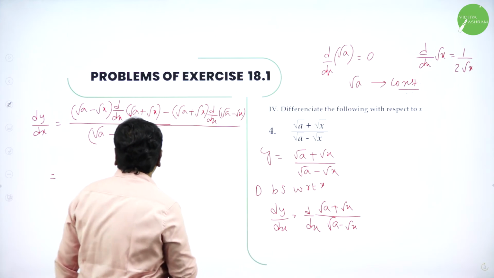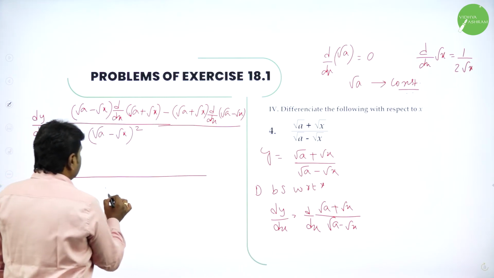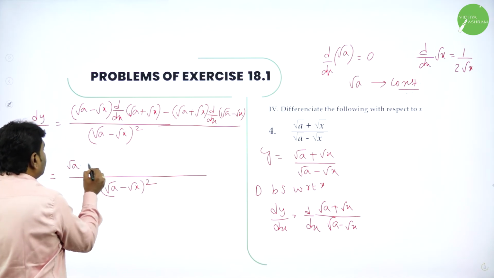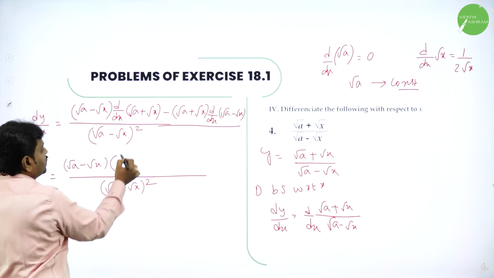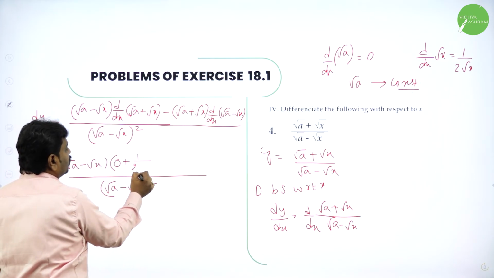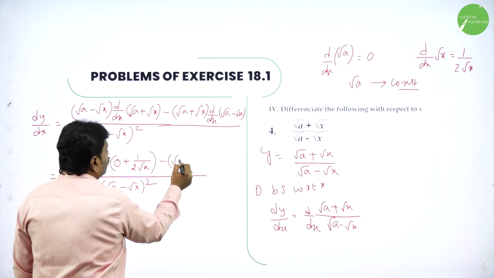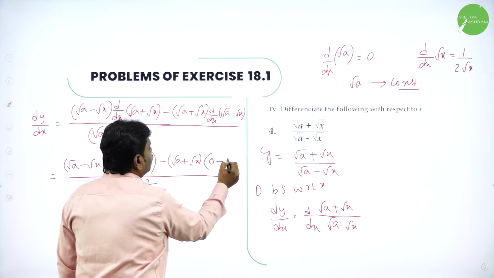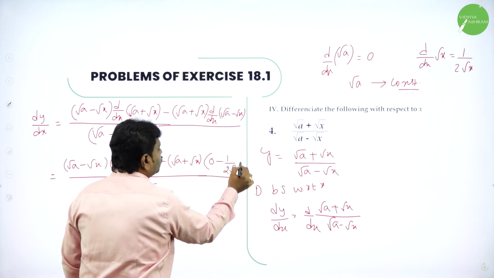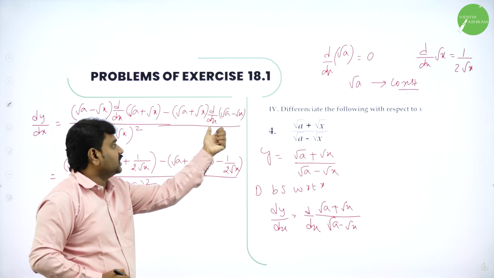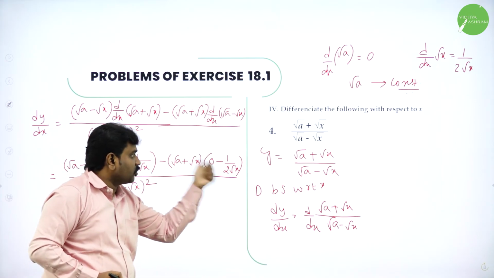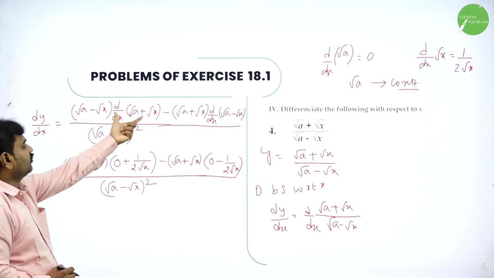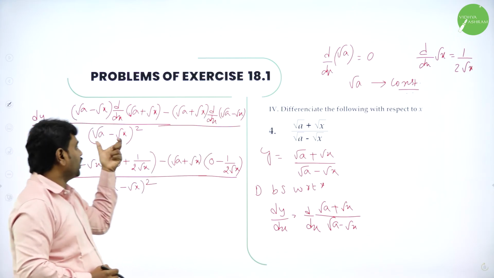Now coming to this, in the denominator we'll have denominator the whole square, root a minus root x the whole square. In the numerator we'll have root a minus root x into d by dx of root a is 0 plus d by dx of root x is 1 by 2 root x, minus root a plus root x into derivative of root a is 0 minus derivative of root x is 1 by 2 root x. See here we have root a. Root a is constant, d by dx of root a becomes 0, minus is there, put minus, d by dx of root x is 1 by 2 root x. First we use quotient rule, denominator into derivative of numerator minus numerator into derivative of denominator by denominator the whole square.